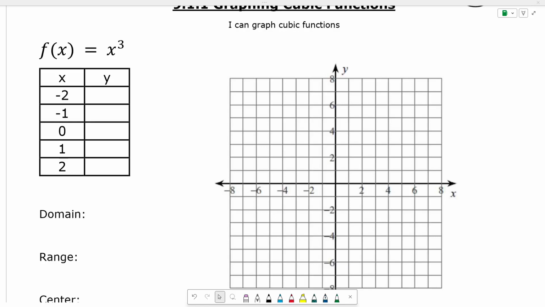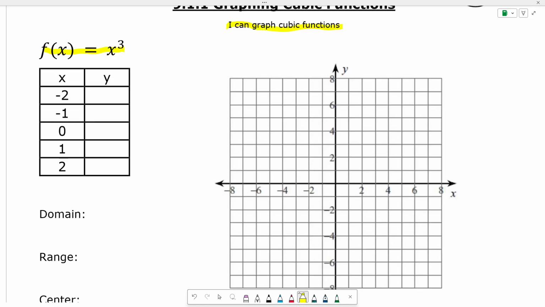Okay, so today we're going to be looking at graphing cubic functions. Our goal for the day says, I can graph cubic functions. Awesome! So here we're going to start off with our parent function. The parent function is f of x is equal to x cubed.